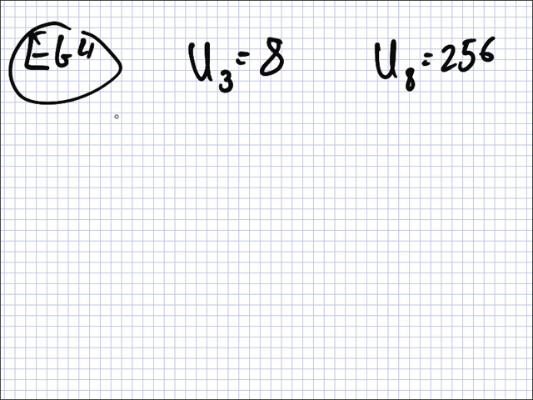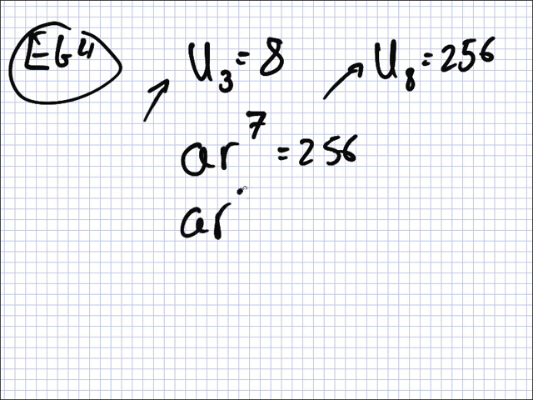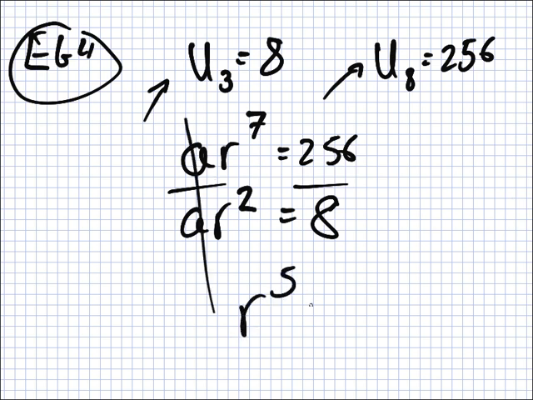Okay, let's have a look. So U8, what's that? That's a r power 7 equals 256. And then this one, it's 8 equals a r squared. Now, Beto, you gave us the trick here. How do we solve this simultaneous problem? It's divide. They cancel and you're left with r power 5 equals 32.